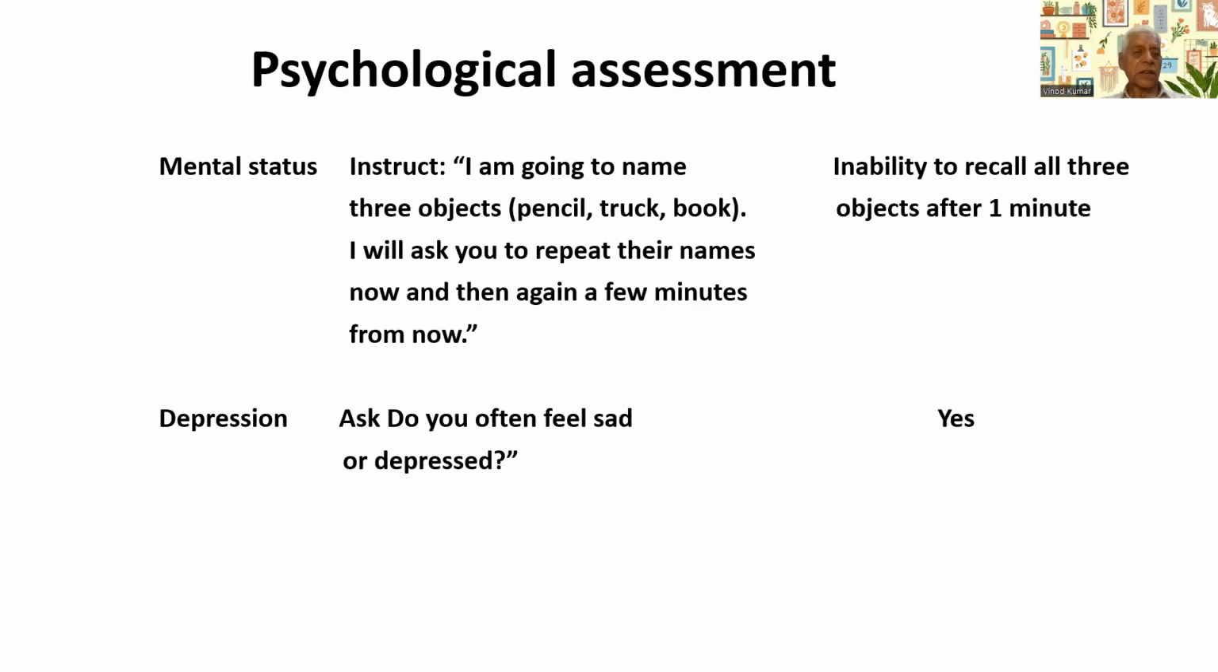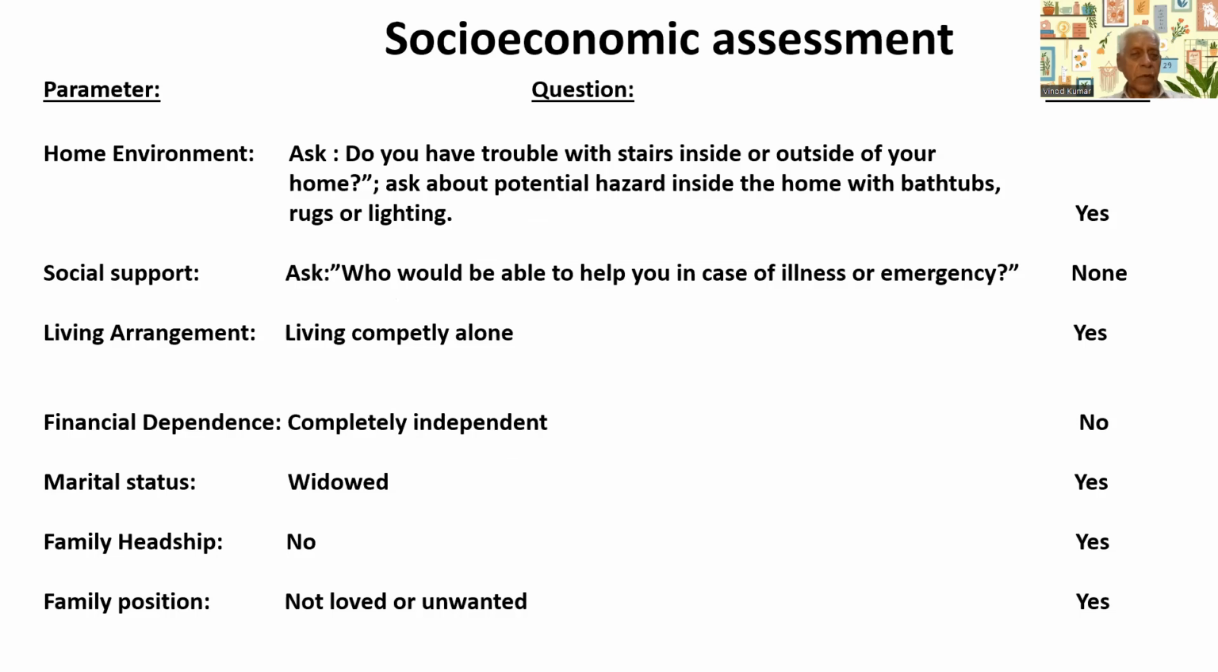For psychological assessment, there are two questions. For cognitive, I'm going to name three objects like pencil, truck, or book. I will ask you to repeat their names now and then again a few minutes from now. Inability to recall the names of these objects after 1 minute is abnormal. For depression, just ask one question. Do you often feel sad or depressed? If he says yes, it is abnormal.